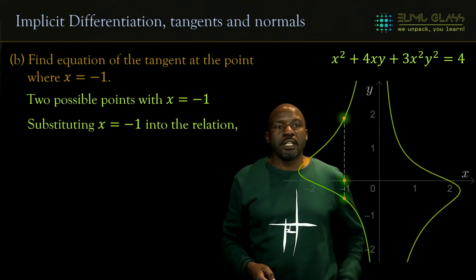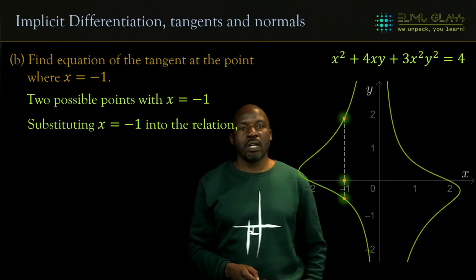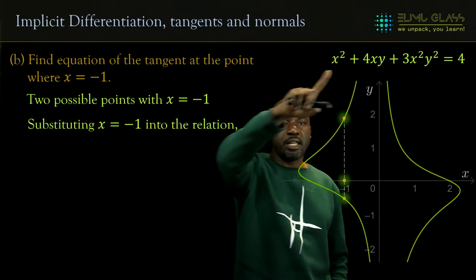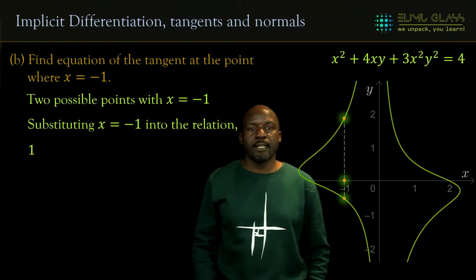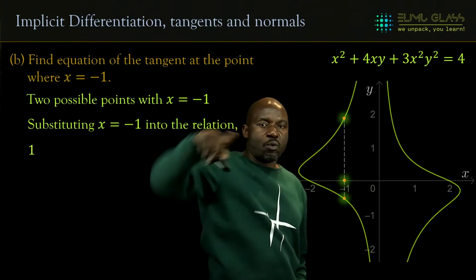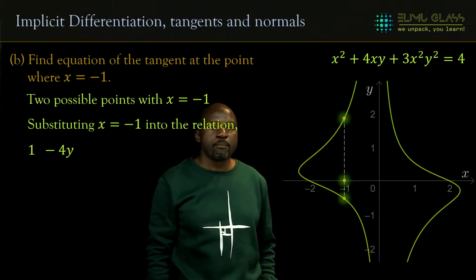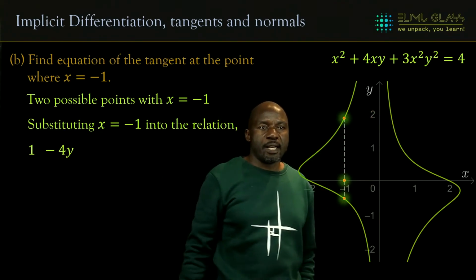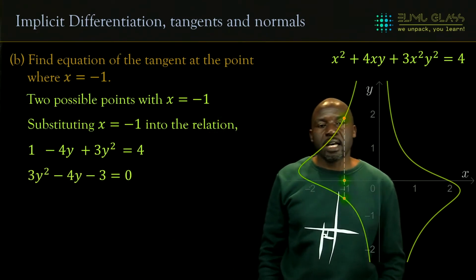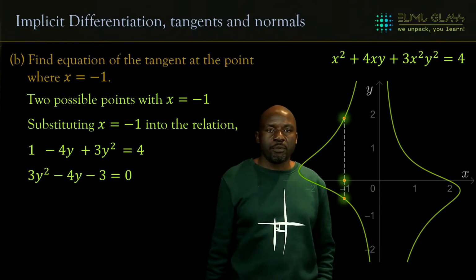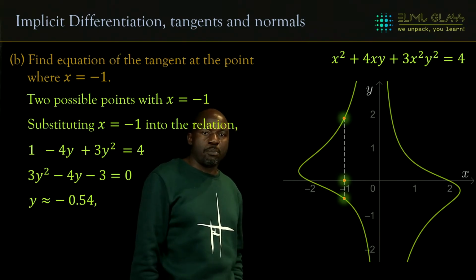Okay. So substituting our values into the relation there, if we substitute x is negative 1 into the function, we will get the values of y. Substituting negative 1 here, we get 1. Now substitute negative 1 there, we get minus 4y. Substitute it there, we get plus 3y squared equals 4. And if you rearrange that quadratic, we get that. And if we solve that by, use the formula, for example, we will get that y is negative 0.54.